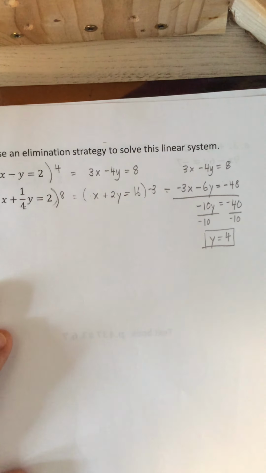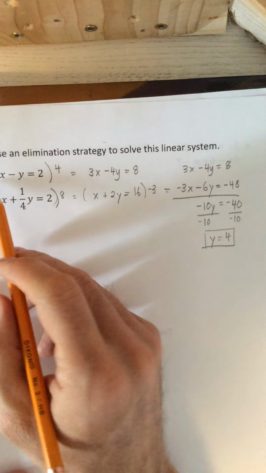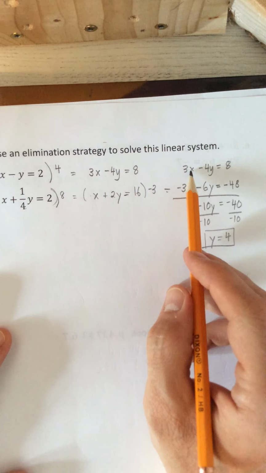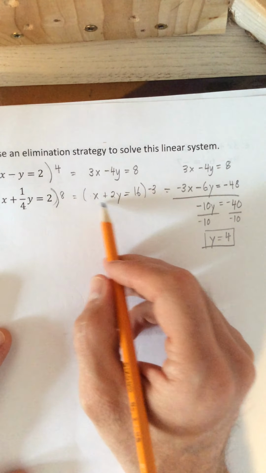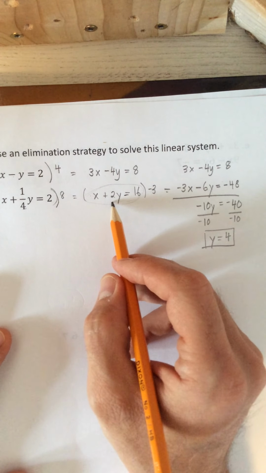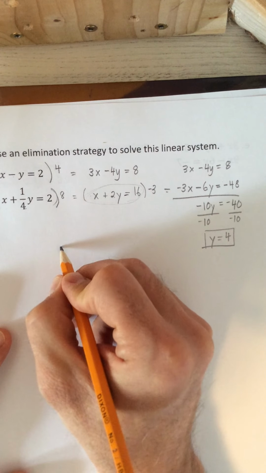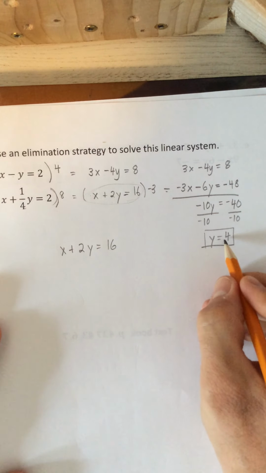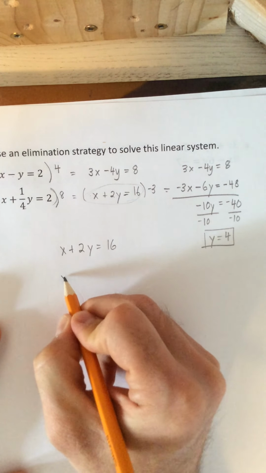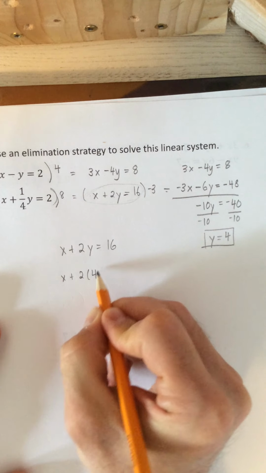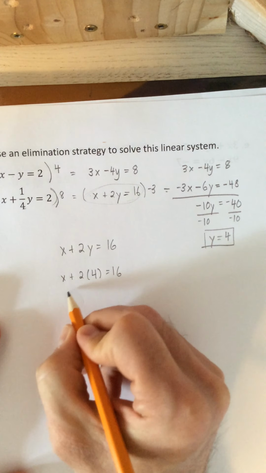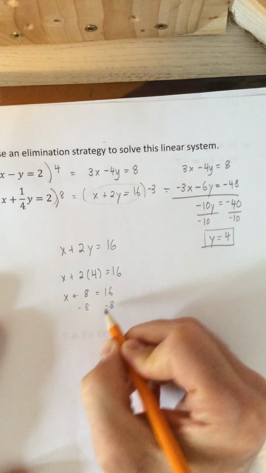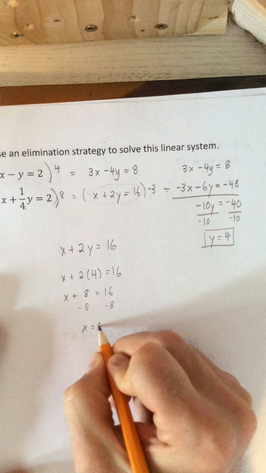So then I need to solve for x. Now again, if you don't want to work with fractions at all, then I would recommend using one of these manipulated formulas to solve for x. So I'm going to choose this one that I manipulated a second time. I'm going to use x plus 2y equal to 16, and I'm going to substitute this 4 in for y. So x plus 2 times 4 is 16. So x plus 8 is 16. And if I subtract 8 on both sides of the equation, I get x is equal to 8.